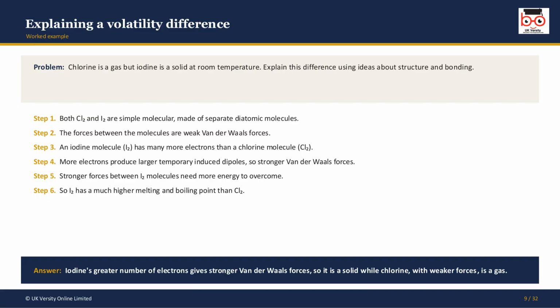Let's apply that. Why is chlorine a gas while iodine is a solid at room temperature? Both are simple molecular, made of separate diatomic molecules held by weak van der Waals forces. But an iodine molecule has many more electrons than a chlorine molecule, and more electrons mean larger temporary induced dipoles, and therefore stronger van der Waals forces. Those stronger forces between iodine molecules take more energy to overcome, so iodine has much higher melting and boiling points. That's why iodine is a solid and chlorine, with weaker forces, is a gas.